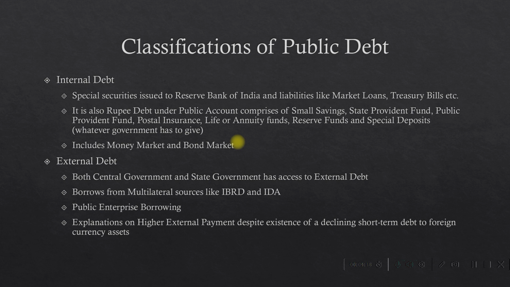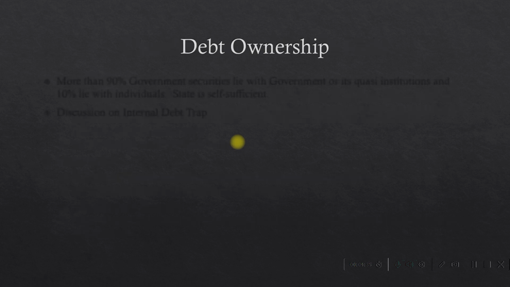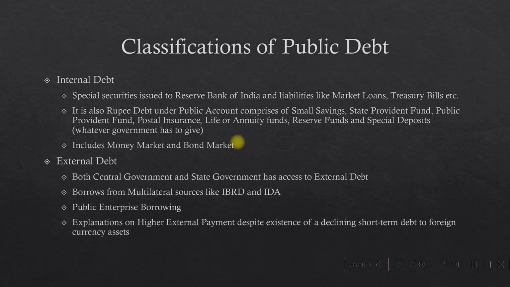As per the Constitution of India, the central government and not the state government has access to external debt. However, the central government has so far not been borrowing on a commercial platform, and all its borrowings are limited to assistance from external sources, like IBRD and IDA.